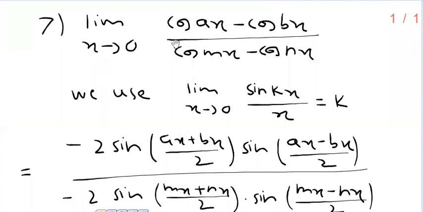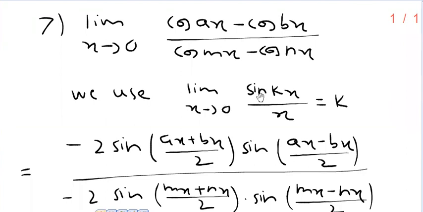Seventh one, limit x tends to 0, cos ax minus cos bx upon cos mx minus cos nx. Clearly the standard trigonometric limit is to be used, but for that we should have the sine function. So apply the cos a minus cos b formula. Cos a minus cos b is minus 2 sine of a plus b by 2 into sine of a minus b by 2.